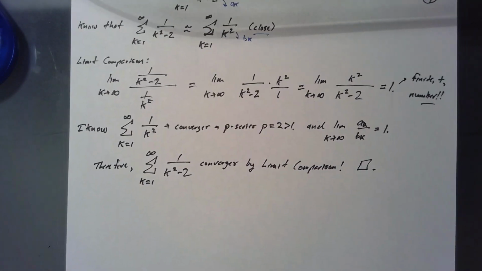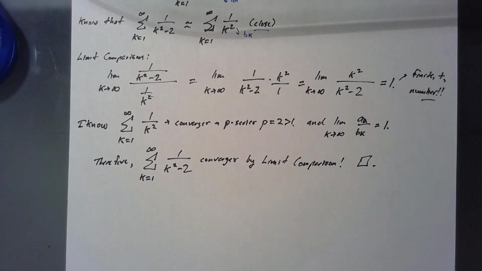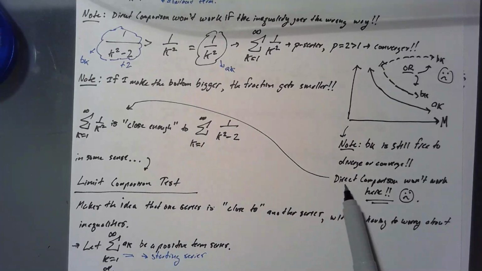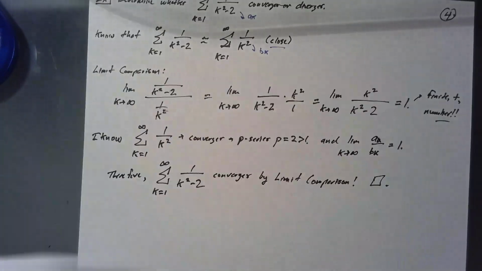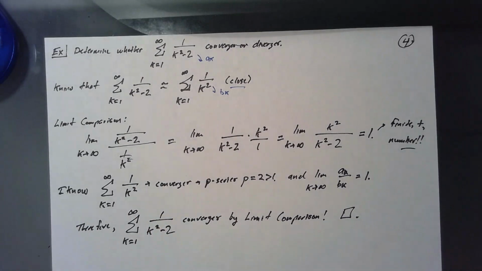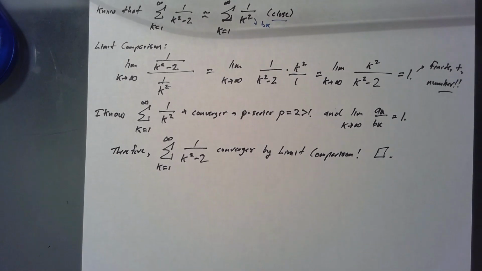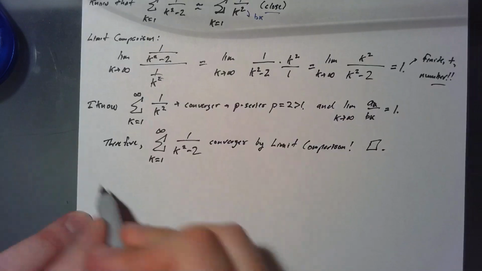Boom. So you can kind of see how limit comparison works here. It's pretty nice. When we looked at it before, we couldn't draw a conclusion this way. So how do we do it? Well, we use limit comparison. We don't have to worry about inequalities that way. All right, let's look at another one.